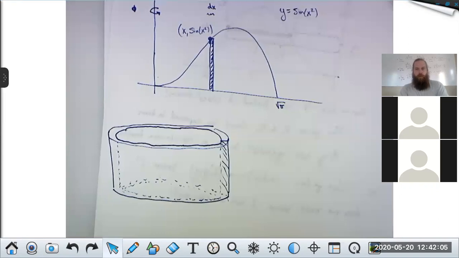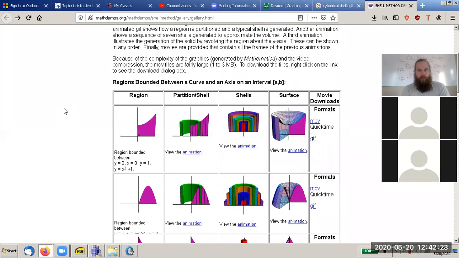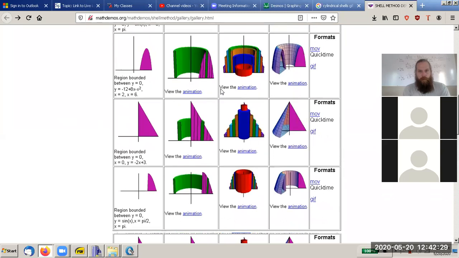So for animations to help visualize the cylindrical shells strips, see here. All right. I would also bet that that site has some good stuff for the other method too. This is actually a really nice site. And there are other examples here. We can look at one or two more maybe.